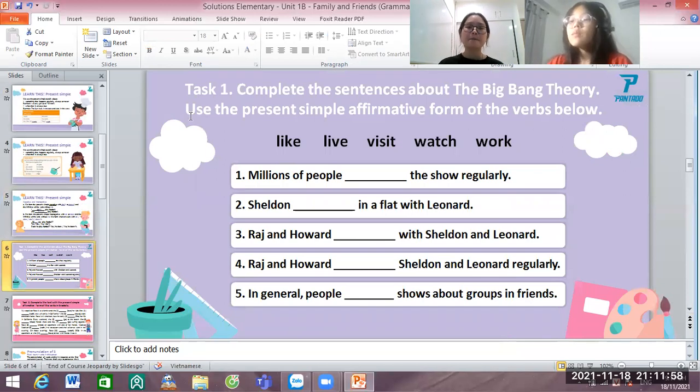Okay. We are going to encounter the first task. Complete the 10 sentences about the Big Bang Theory. Use the present simple affirmative form of the verbs below. Okay, I will give you 3 minutes to do this task and then give me the answers.